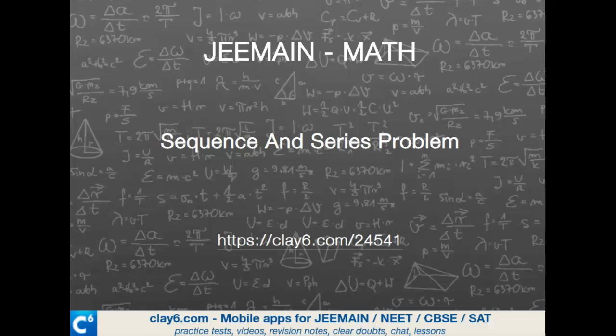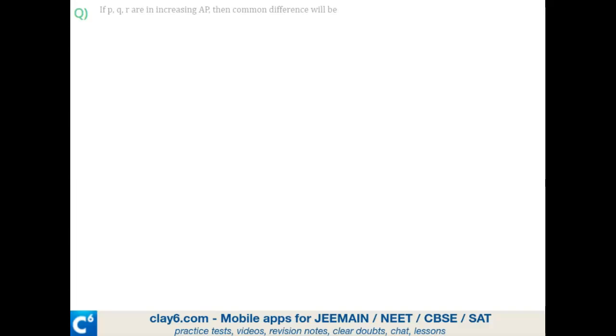Let us do a problem in sequence and series, an important chapter for JEE Main in mathematics. If P, Q, R are in increasing arithmetic progression, then the common difference will be, there are 4 options given. The problem is straightforward, but in the choice of the answers, there is a trick here. Being a multiple choice, we have to be very careful.